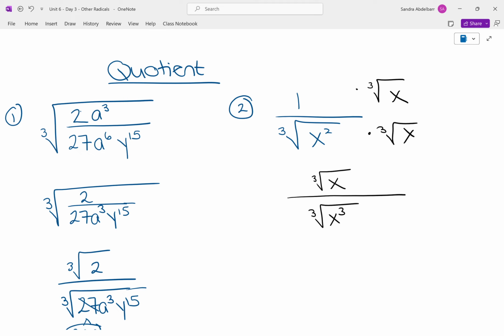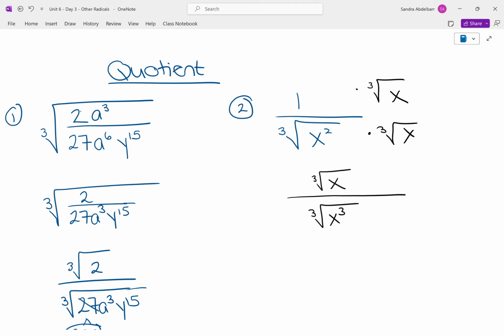Wait, how'd you get only the x in the index? I chose it. The reason I chose it is because right now, in order to simplify and have no more radical, because the index is 3, that means I need 3 of the same. I already have an x and an x times x. So I would need just 1 more x to make a group of 3. So that's what I decided to multiply by.